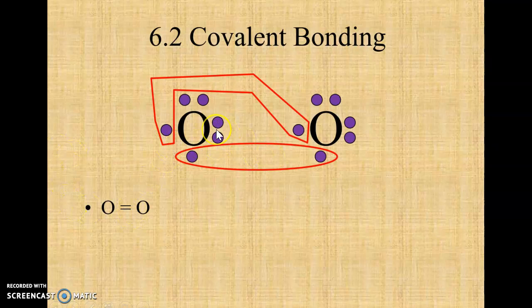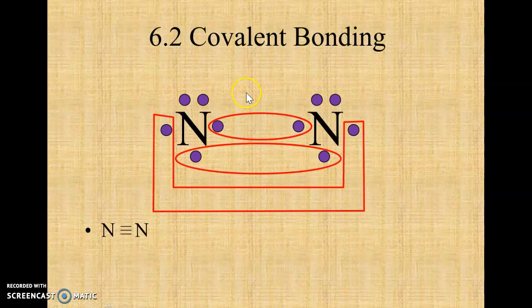Now, oxygen needs 2. Remember, it's group 6A, so it needs 2 electrons. This is a double bond because it's using 2 electrons from each oxygen atom, signified by 2 lines. Now, nitrogen is in group 5A. It needs 3 electrons. So this electron will bond with this electron, this one with this one, this one with this one. So that is a triple bond.